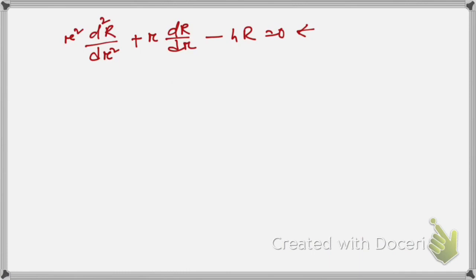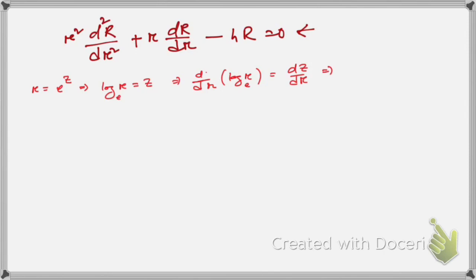So if you put small r is equal to e to the power z, which can be written as log of small r, where base is e, is equal to z. And if you differentiate both with respect to r, then what you will get is dz by dr, which is equal to 1 by r. That's what you will get. So now let's find this. Let us obtain this.